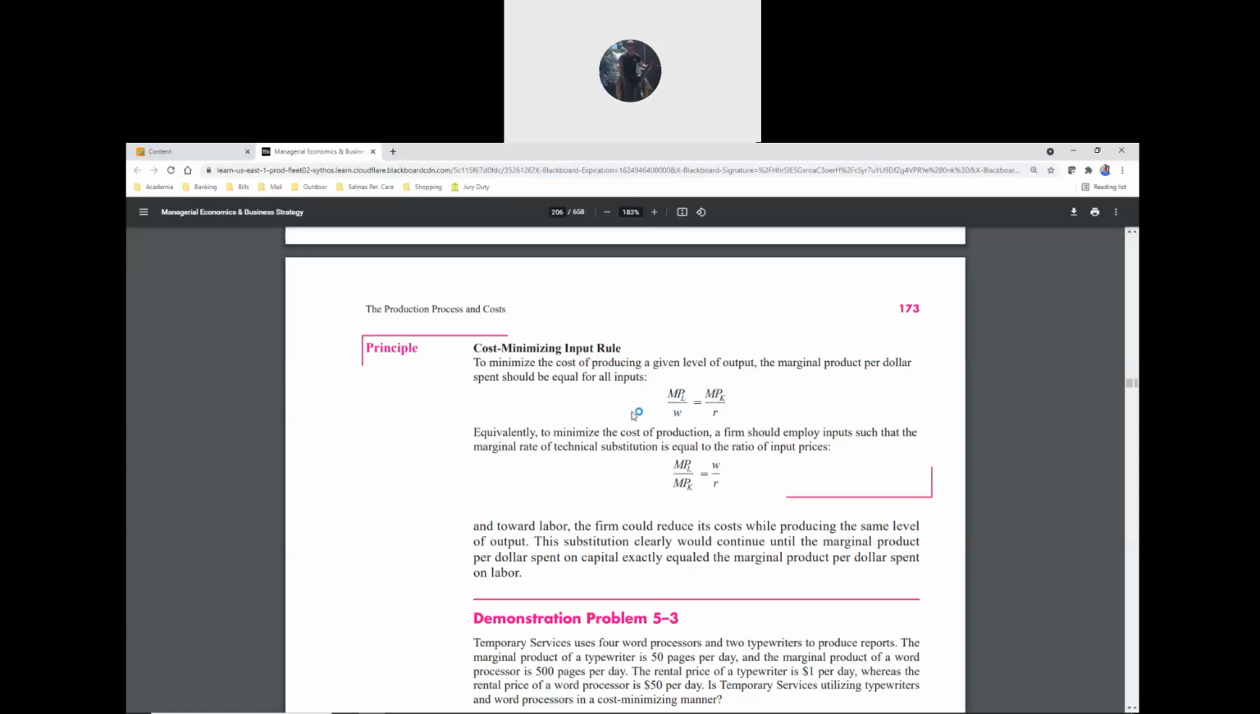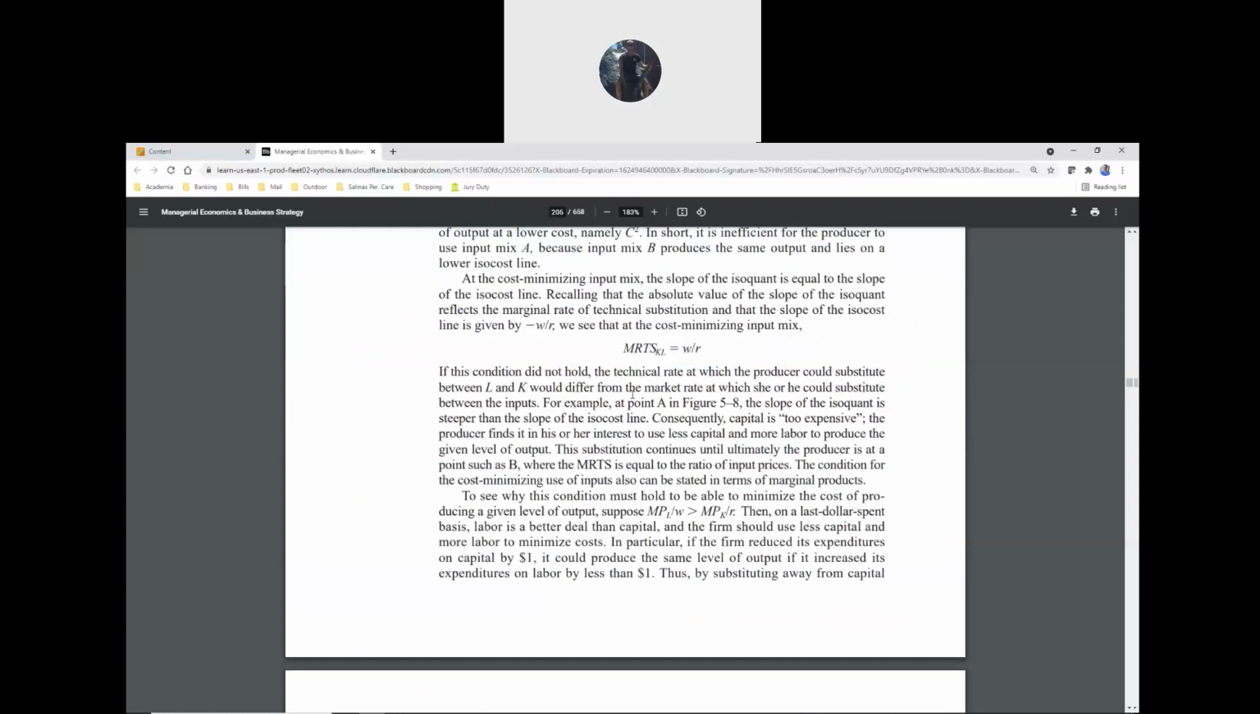We want to use labor up to the point when the MPL over the wage rate equals that ratio, and we want to use capital to the point when the MPK divided by R is that. So we want to trade off capital for labor up to the point where their values are equal. Now, if one of those values changes or the wage rate changes, then this will change. But the cost minimizing solution is going to be when the MPL over the wage rate equals the MPK over R, which is another way of writing this.